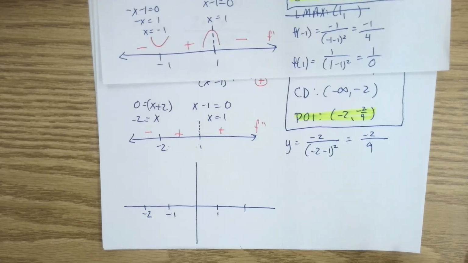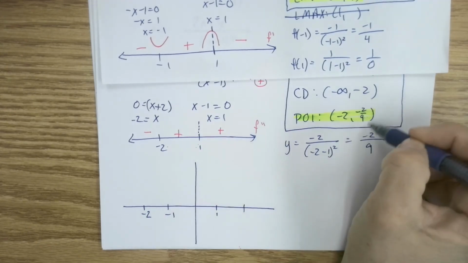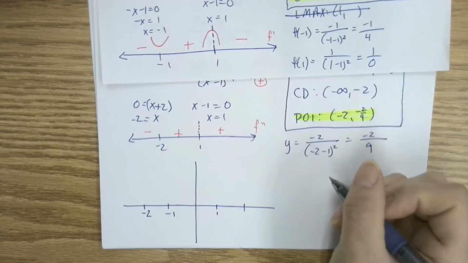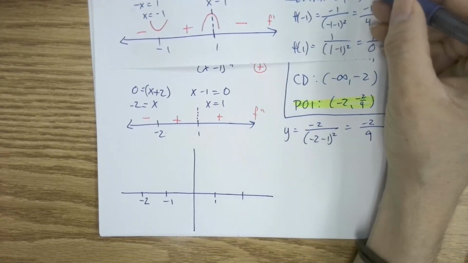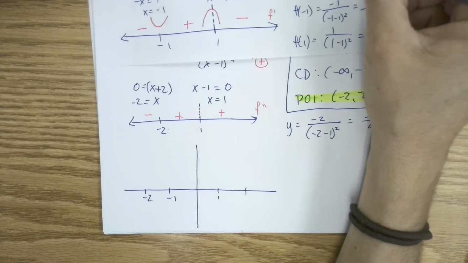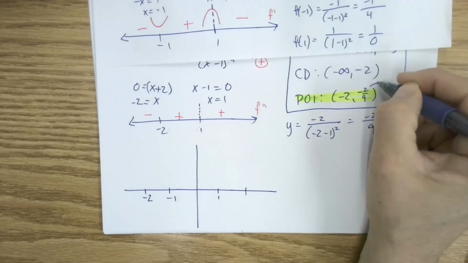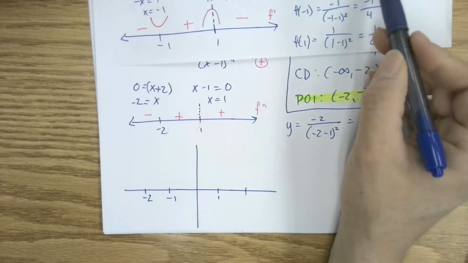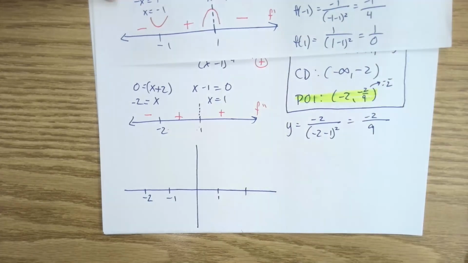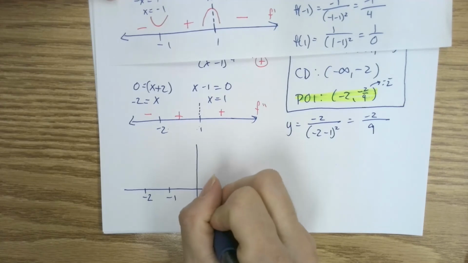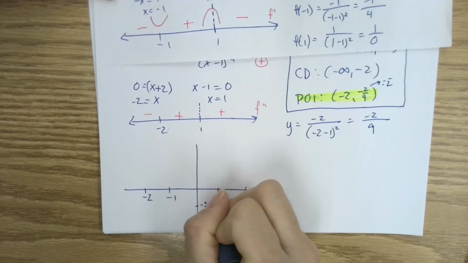Okay, and in terms of our y values, negative 2/9, negative 1/4, those are the only ones we're going to need. Negative 1/4, remember, is negative 0.25. Negative 2/9 is negative 0.2 repeating. So negative 0.25 is lower. So I'm going to put my negative 2/9 here, my negative 1/4 here.